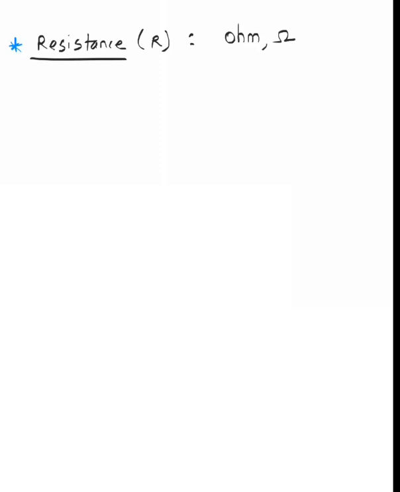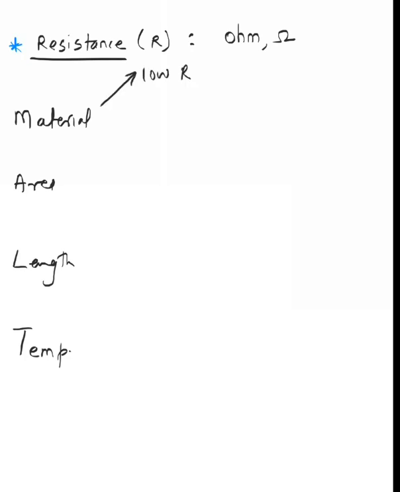Now there are 4 factors on which the resistance depends. M for material, A for area of cross section, L for length of the conductor or the wire, and T for temperature. In material, it will obviously depend on whether you want a low resistance wire or a high resistance one. For example, copper is a material which has low resistance, and that's why we use it for connecting wires in your house.